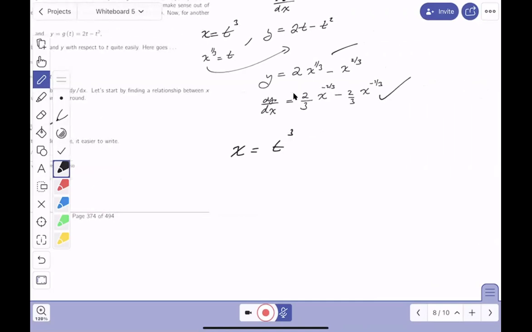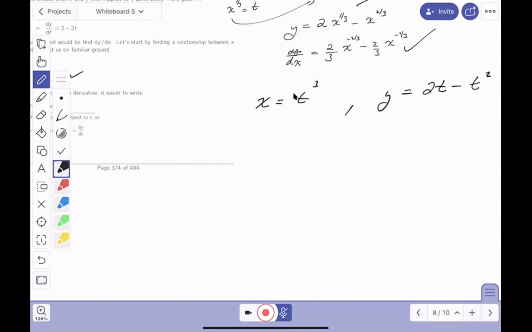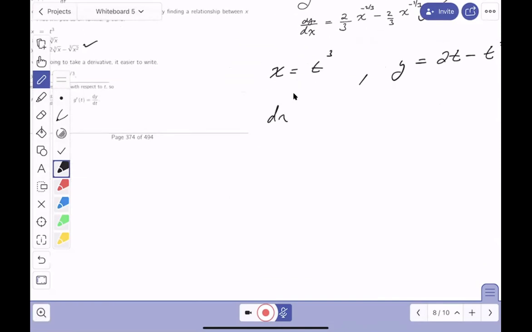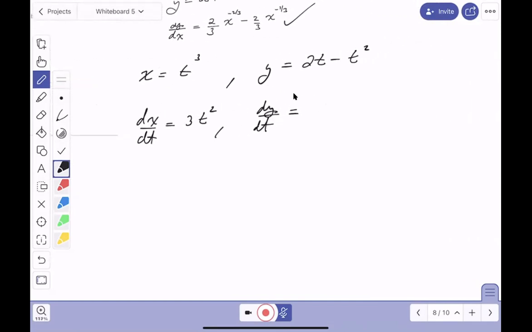I've seen it clearly. And y is a function of t. And what is it going to be? It's 2t minus t squared. And what I'm going to write down is dx/dt. I can do that pretty easily, by the way. That's 3t squared. And then I'm going to write down dy/dt. And what's that going to be? That's going to be 2 minus 2t. Did I do that right?